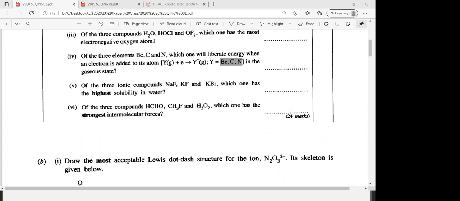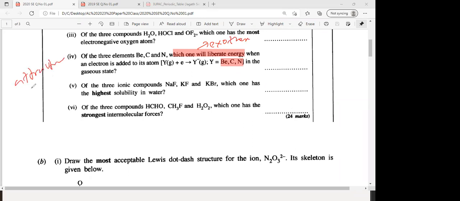Beryllium, carbon and nitrogen. Out of these three, which one will liberate energy? That means it is kind of an exothermic process they ask. Which one will liberate energy? That means it's becoming exothermic. Heat is liberated. That means it's an attraction, not repulsion. Exothermic means there will be an attraction rather than repulsion.